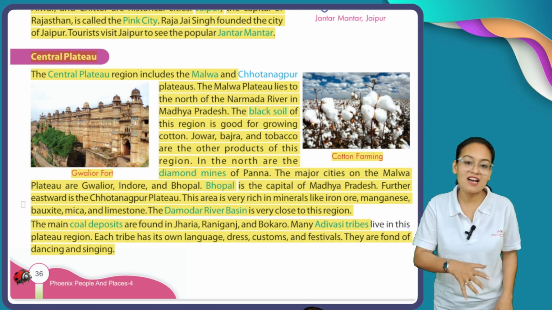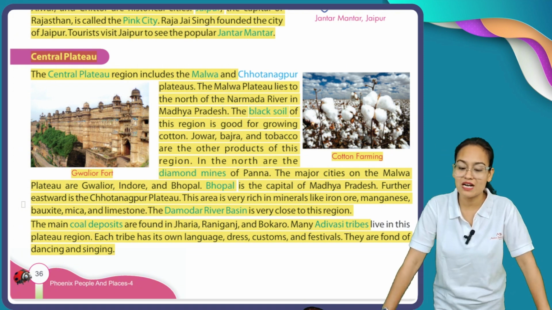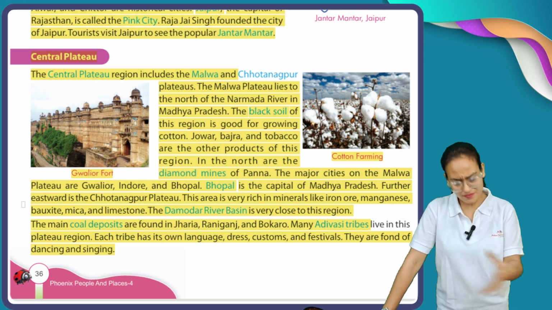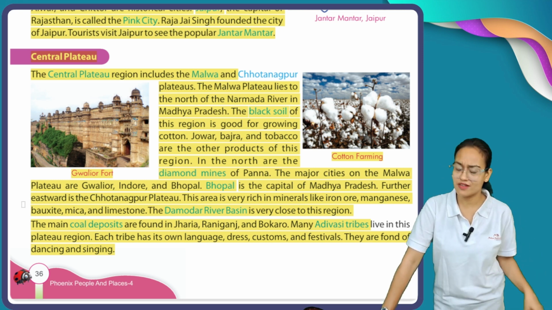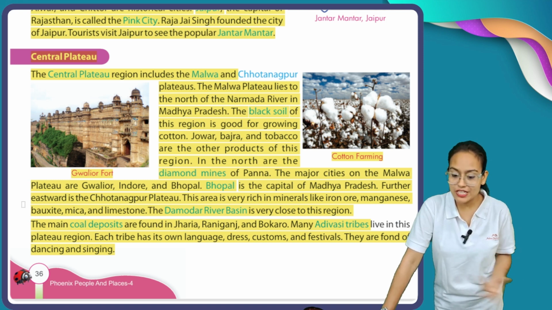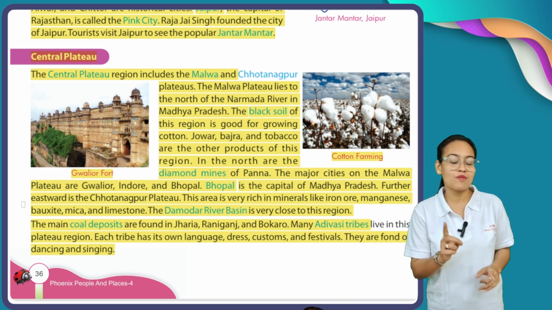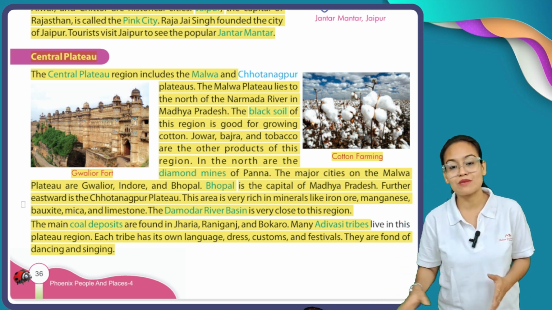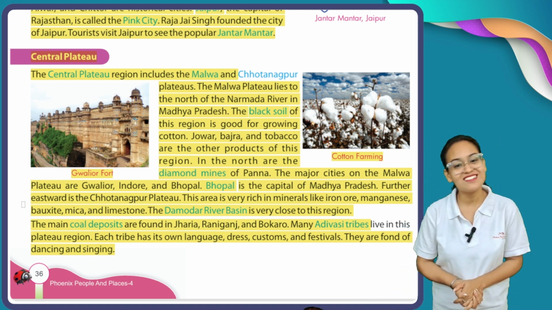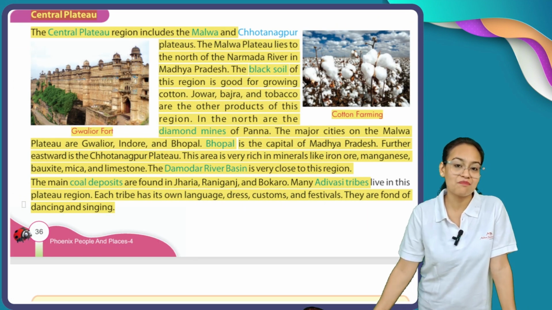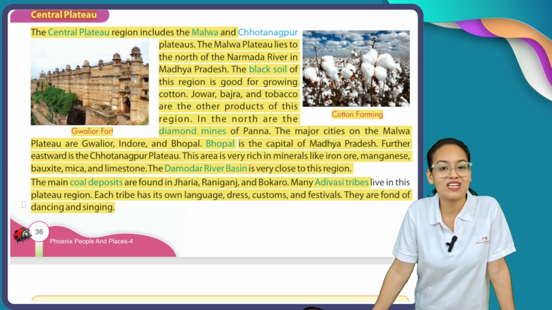So here many tribes are present in the Chota Nagpur as well as the Malwa region. All these tribal people have their different languages, different religions, different customs and festivals, but there is one thing common among all these tribes. They are very fond of dancing and singing. So my dear students, this is all about the life of people living in the desert as well as the plateau area.